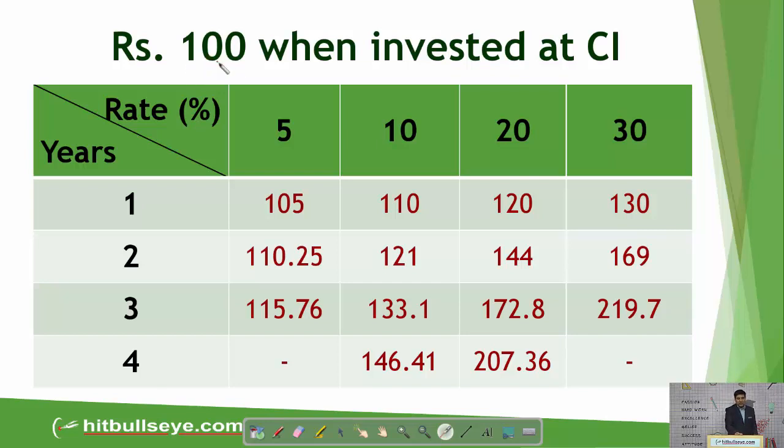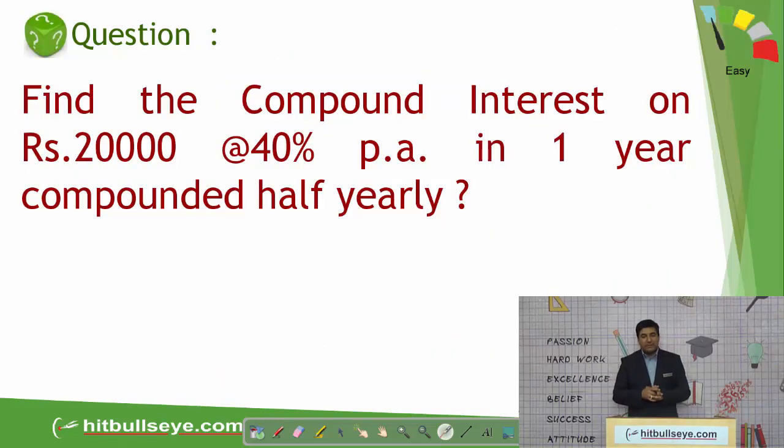For example, when rupees 100 is invested at 10% for 2 years, the amount is 121, or the compound interest is 21. Likewise, the same rupees 100 invested at 30% for 3 years amounts to 219.7. So we can also have the interest earned here by subtracting rupees 100, which is 119.7.